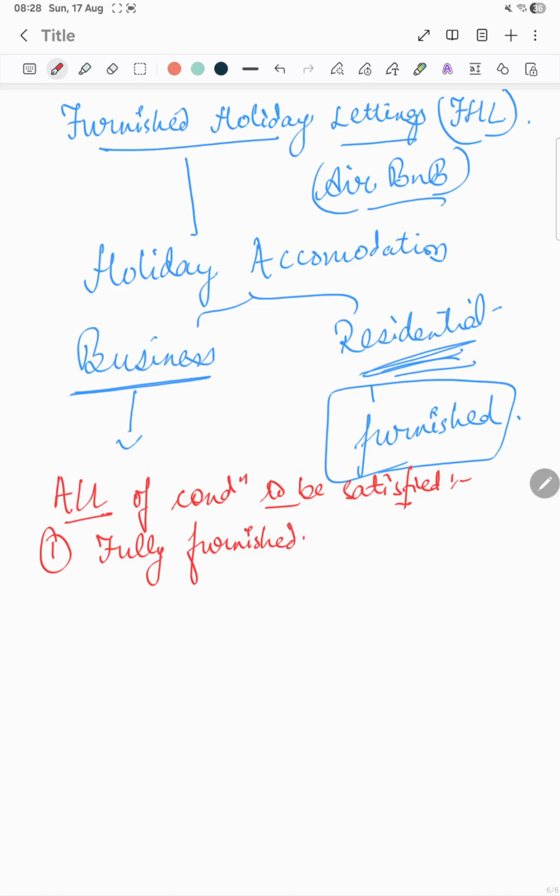Now, what I will do is I will have one furnished property. I will list it on Zoopla or OpenRent or any other letting websites. I'll just keep it there, and I'll say that this is my furnished holiday letting. Now, why will I do this? Because I want to get the benefits of FHLs. First of all, let me tell you what the benefits are so that it is easy for you to understand.